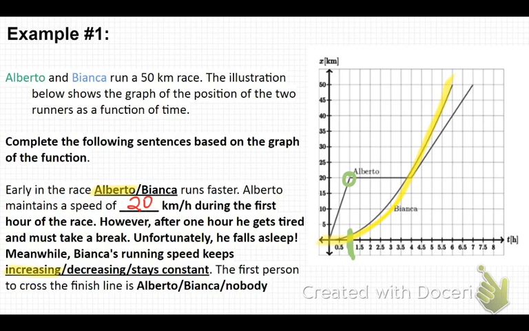Because how long is the race? 50 kilometers. So when I go to my 50-kilometer race, I do see that both of them hit 50 kilometers. So they don't tie, but Bianca does win because she's more to the left. She does finish first, okay? She does, exactly. She finishes an hour earlier. Yeah. Okay, is this first one okay? Okay, can we do the second one now?